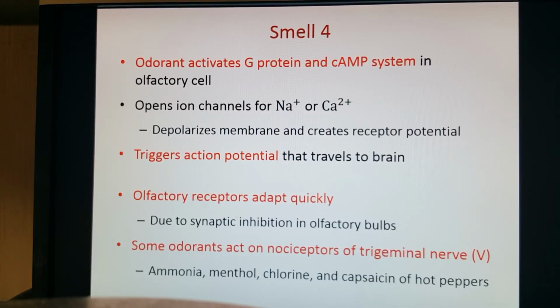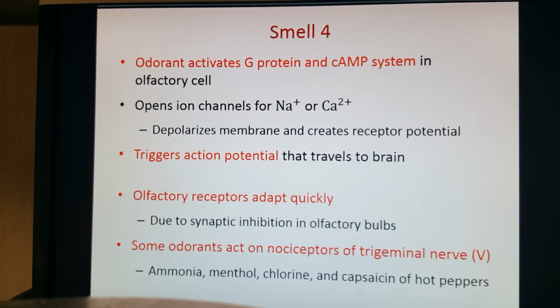The olfactory receptors adapt very quickly, so this is why I can go into a room or go into grandma's house and it smells like mothballs. It might take a while, but eventually you're going to adapt to that smell. So there is some synaptic inhibition in the olfactory bulbs, as in, okay, we smell this, it's not something new, so I don't have to pay attention to that.